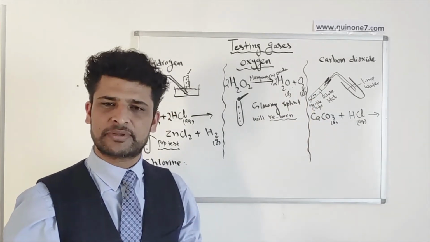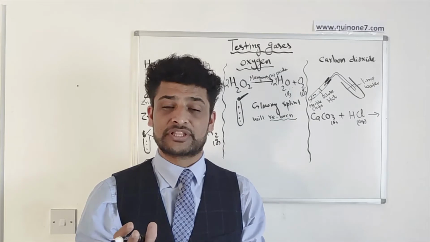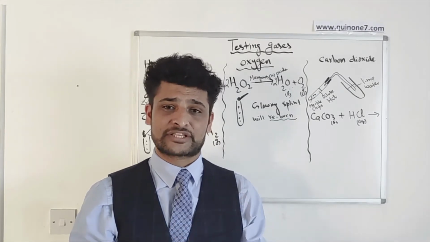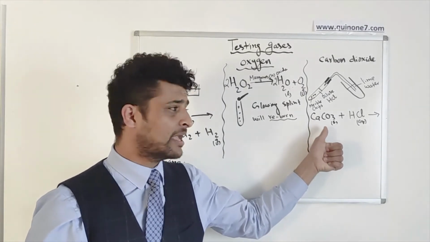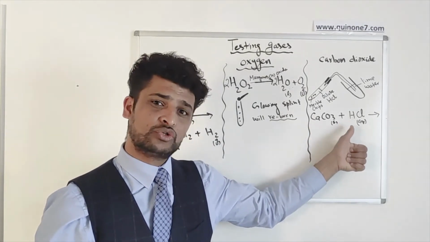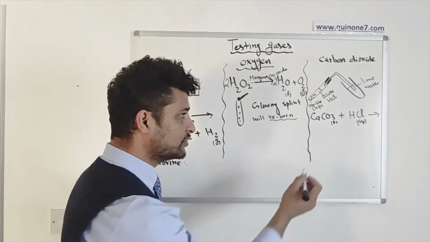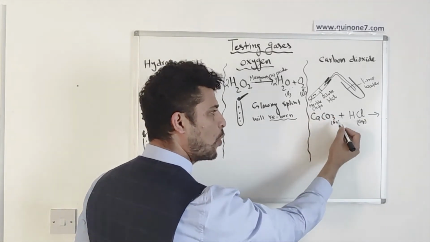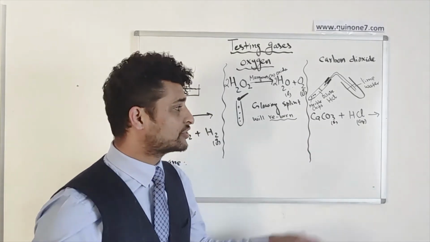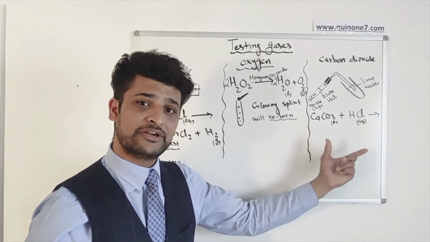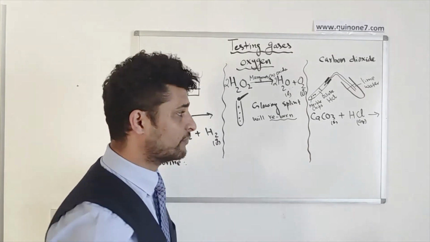Carbonates, whenever they react with an acid, always undergo some sort of neutralization reaction, but they also produce an extra gas, which is carbon dioxide. That means calcium carbonate will react with an acid to produce salt, water and carbon dioxide. So whenever you see anything which has got CO3 in it reacting with any acid, it will produce carbon dioxide in addition to the salt and water.